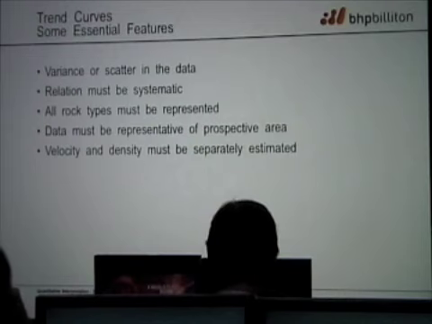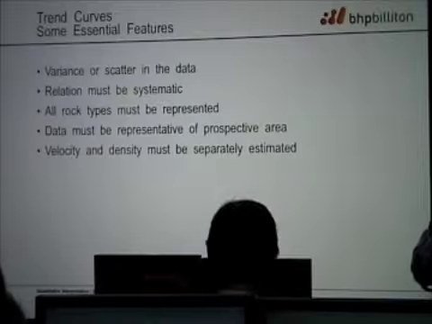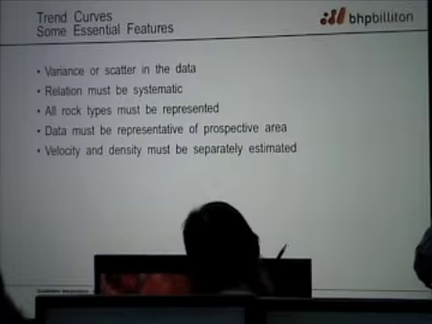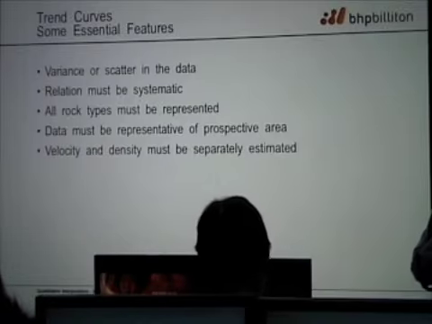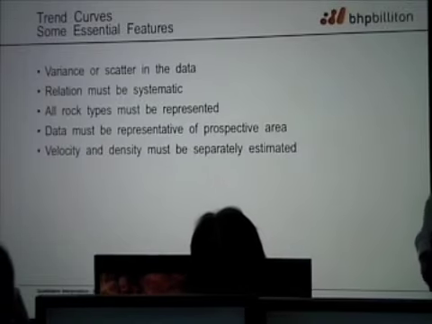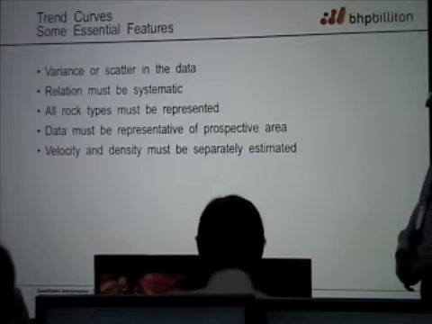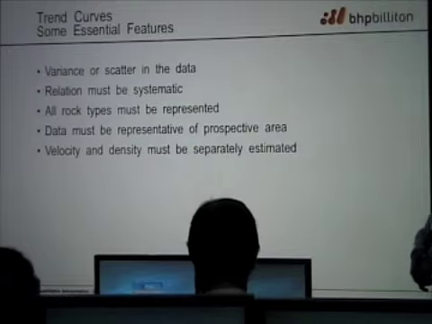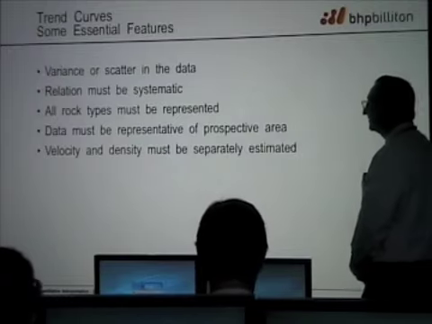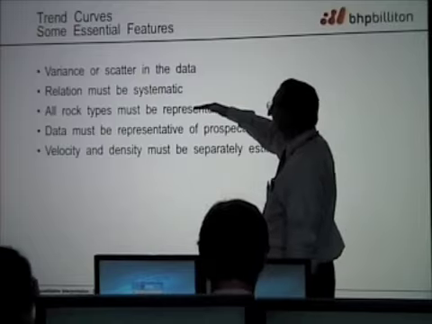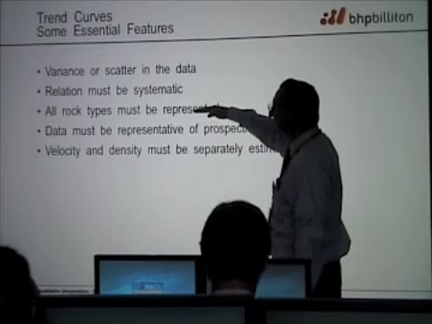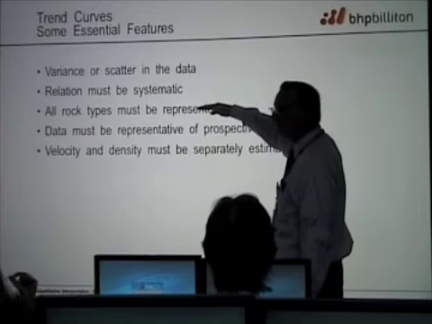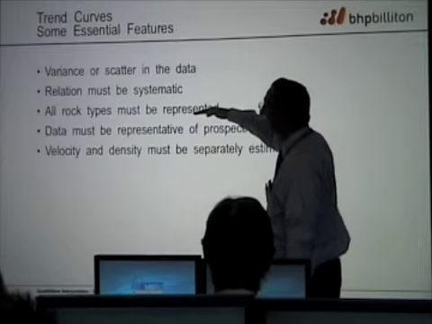So trend curves, some of the essential features of this kind of trend curve business are, there's going to be variance or scatter of the data. You want the relation to be systematic. If it's not systematic, you really can't predict very well from it. I'll say what I mean by systematic. All rock types must be represented. Boy, if there's one here you want to really focus on, that you should be thinking of when you are picking logs for trend curves, you be thinking of that guy.